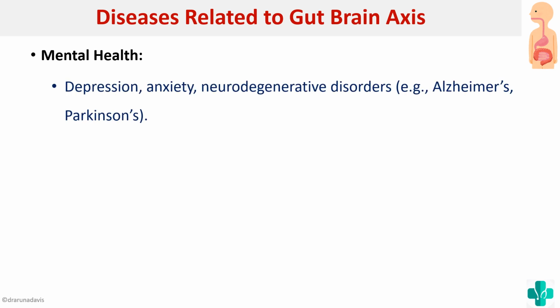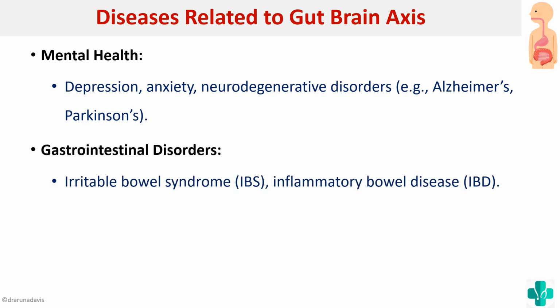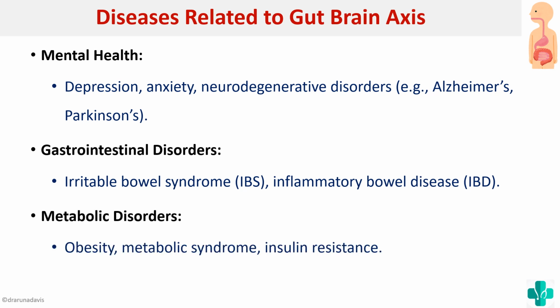So if there is a disruption of this pathway, it can lead to mental health diseases like depression, anxiety, neurodegenerative diseases like Alzheimer's and Parkinson's. It can also cause gastrointestinal disorders like irritable bowel syndrome and inflammatory bowel disease. And it can also cause metabolic disorders like obesity, metabolic syndrome, and insulin resistance. So, this was about gut brain axis in a nutshell.